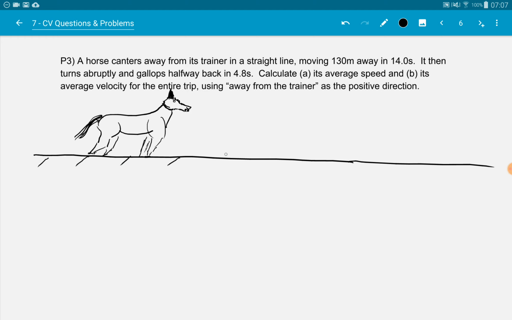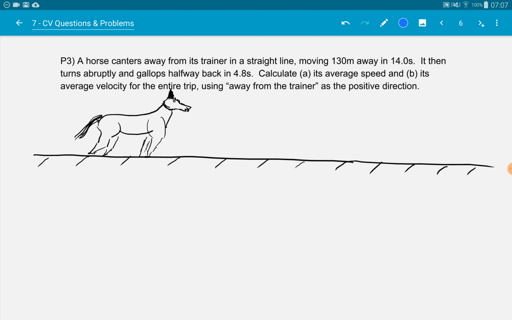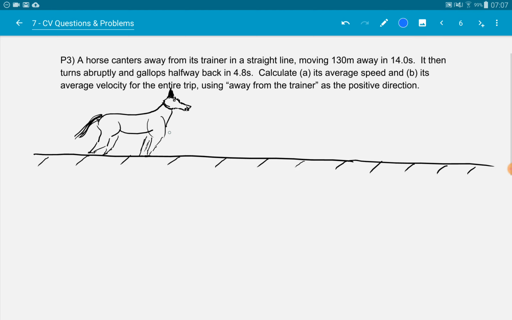As you can tell, the quality of the artwork isn't really important, but actually getting the idea of what's happening here is obviously very important. So let's say the horse starts right here, at the beginning, the 0 meter mark.